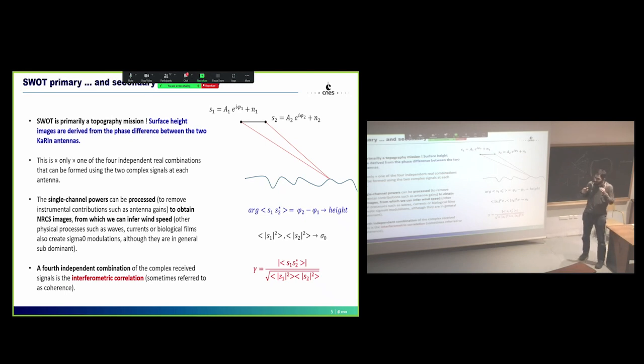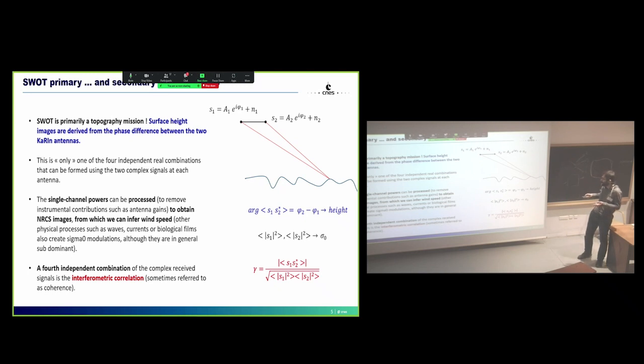And I'll insist one more time that this is not the way in which we're measuring waves, because we don't have the resolution to resolve the waves and look at the standard deviation. So that's what SWOT is primarily doing. Of course, we're measuring four different real numbers, so two independent complex numbers, so that's four real combinations that we can use. And so we can actually use the other three combinations to do something. The obvious choice is to not do any interferometry using the combination of the two antennas, just look at the individual powers, and you get two SAR images, right?